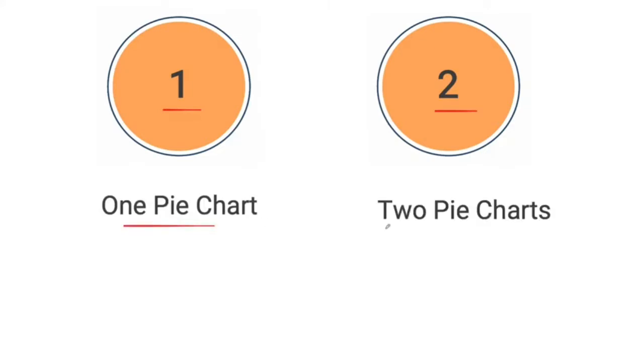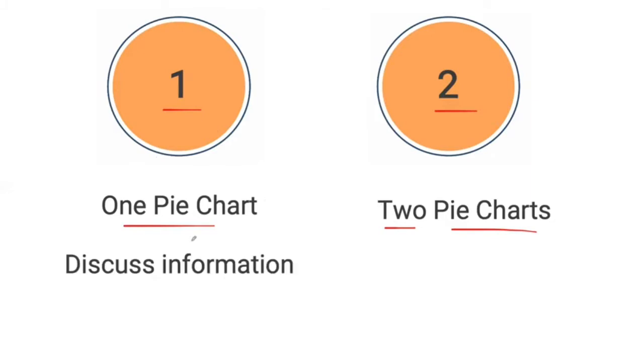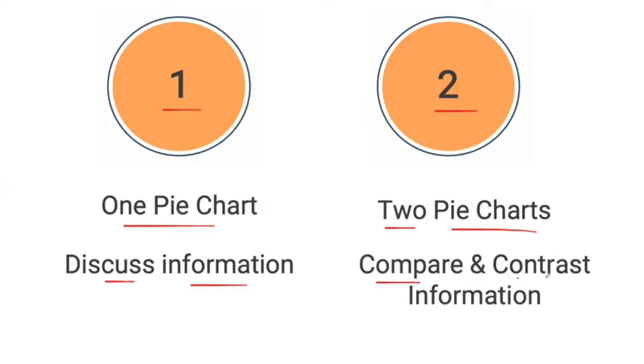So let's talk a little bit about pie charts. These are the 2 most common types of pie charts, and the first type is just looking at one pie chart. The second one, you guessed it, is looking at 2 pie charts. So the idea is the same, but the strategy is a little bit different because the task is different for each one of these examples. So if you have one pie chart, you most likely have to just discuss the information you see in your pie chart. But if you have 2 pie charts, you will most likely have to compare and contrast the information you see in each pie chart.